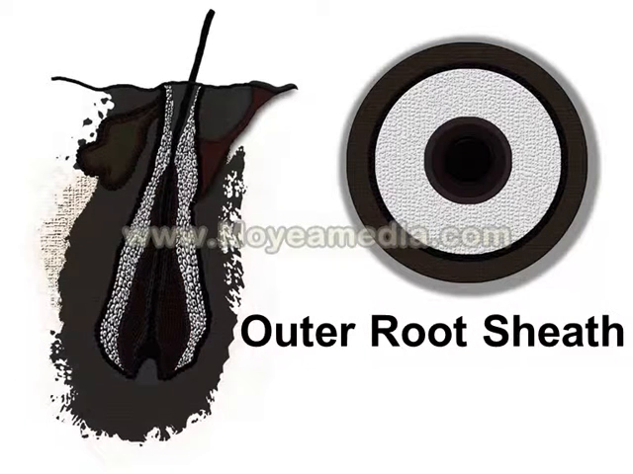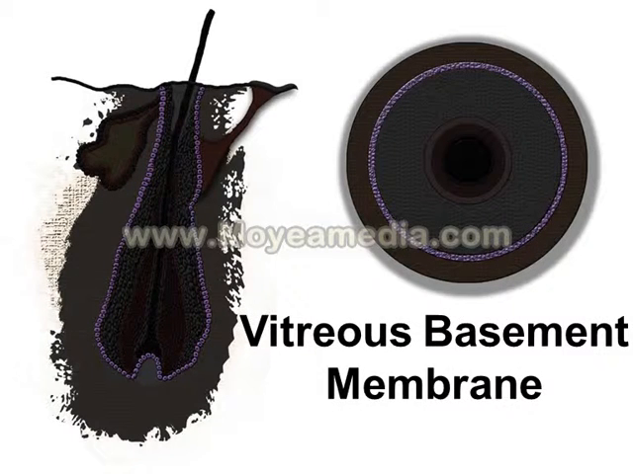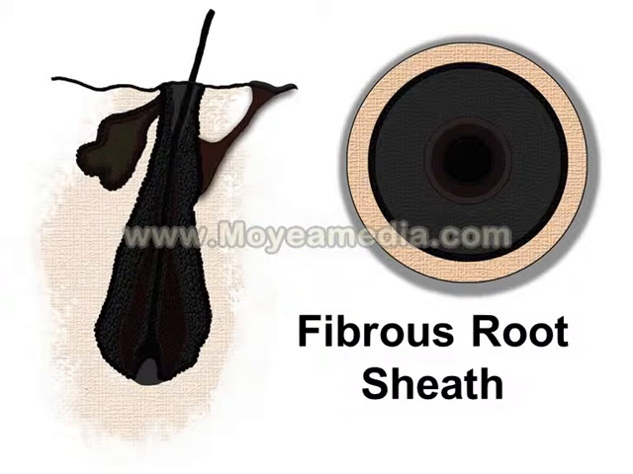Surrounding that is the outer root sheath, which in the lower segment of the hair follicle is composed of glycogenated cells, so very easy to identify. Surrounding that is a glassy, eosinophilic, vitreous basement membrane zone. And following that, the fibrous root sheath, or fibrous hair sheath, which is composed of fine collagen bundles and concentric fibroblasts.